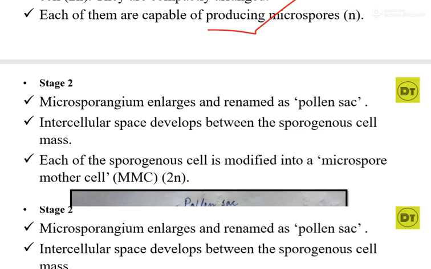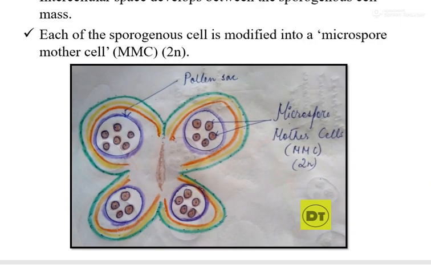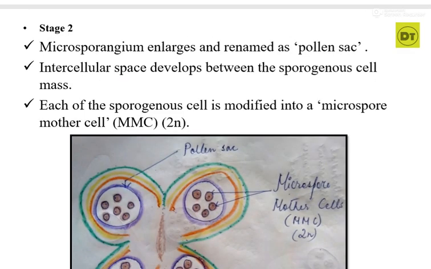Now let's move on to stage number 2. In stage number 2, I have indicated the different layers of the anther wall by just drawing colored outlines. I hope you can understand this. You see what happens here. Now the anther matures from the previous stage. That means the microsporangium will become bigger, it will become enlarged. Now we will not call these round structures microsporangium, we will call them pollen sac.